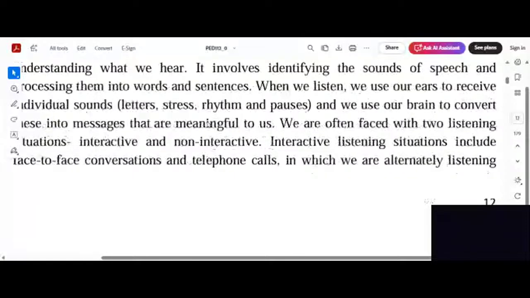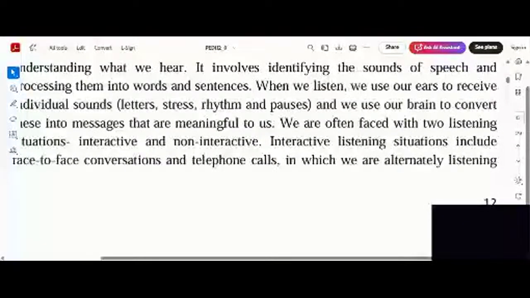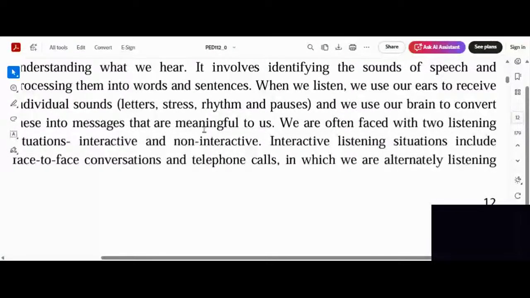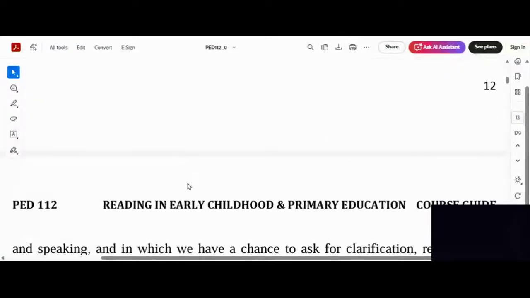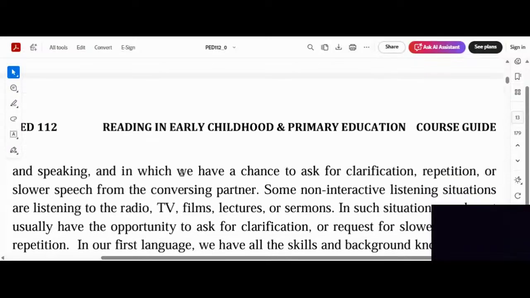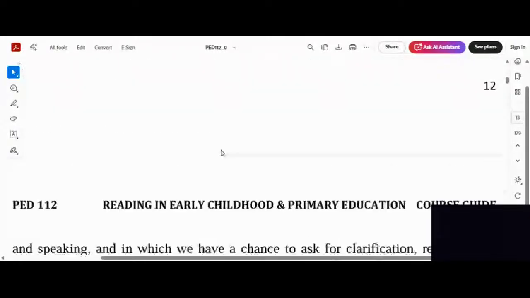So we have two situations in which you can listen. You can listen in a face-to-face conversation. Somebody is there, like your child is there. That is, of course, face-to-face conversation. Or even on the phone, where you are both a listener and a speaker. Somebody is speaking, you hold on to listen to the person. When the person is done, then you speak. That is alternate listening.